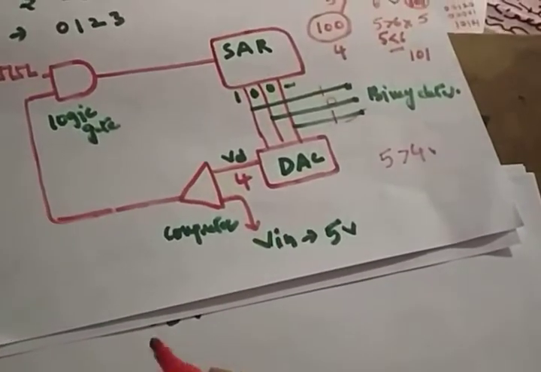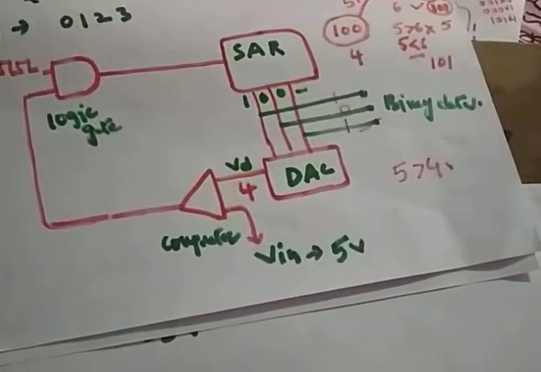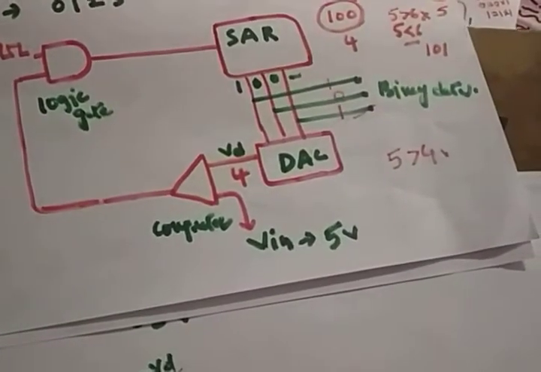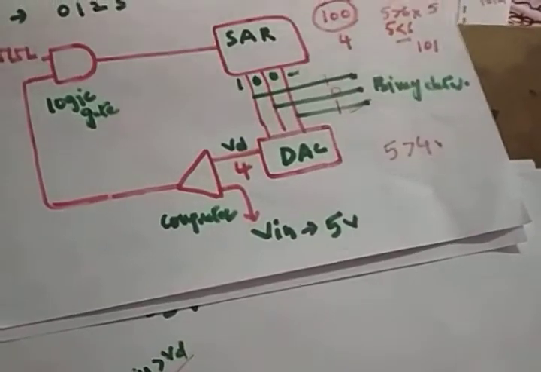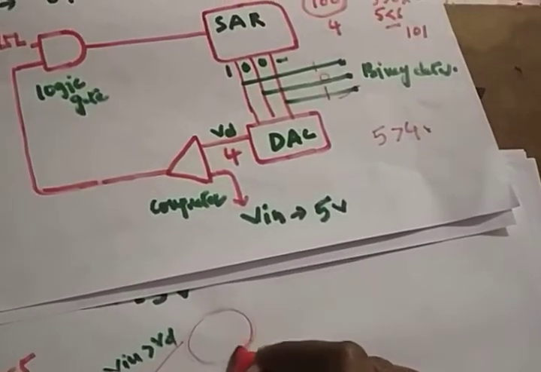You have two options, right? The first option is V in greater than VD, or V in less than VD. What is my V in? V in is equal to 5. Is 5 greater than 4? Yes, 5 is greater than 4, it's true. So then what should you do? You have to set the next bit. So what is the next bit? You have to set the next bit.